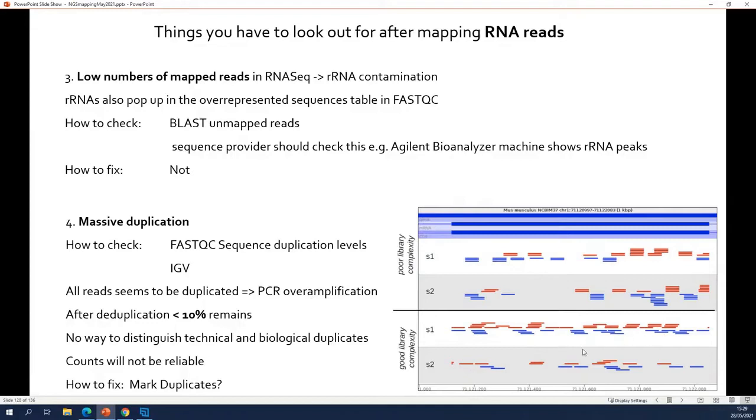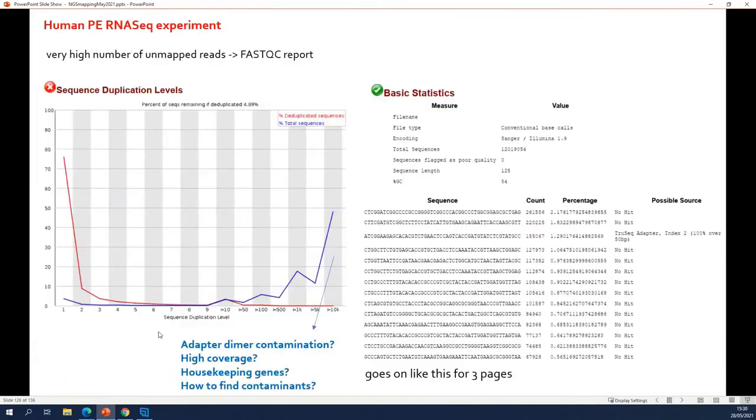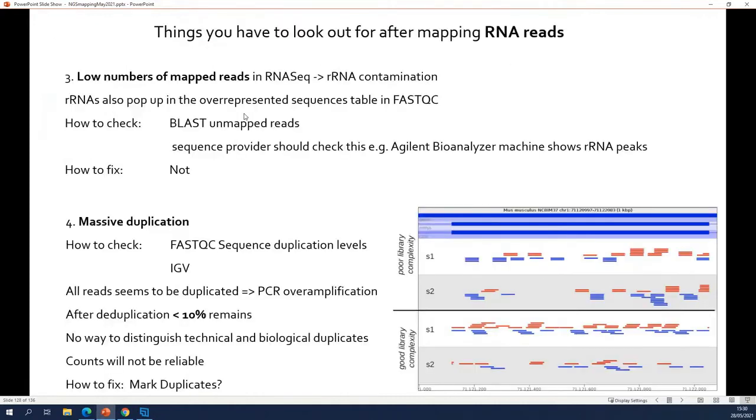If it's only here and there, then it's the housekeeping genes that you see. So for the housekeeping genes, seeing duplication is okay, but you do not want to see it for all the reads. That's not okay. If you have really low numbers that remain after deduplication, like here, for instance, only 5%, then it's not really normal what you see.